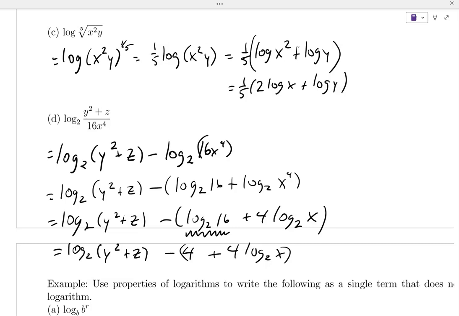Is it okay? You want to see one more like that, or are you okay with it? Okay. All right.